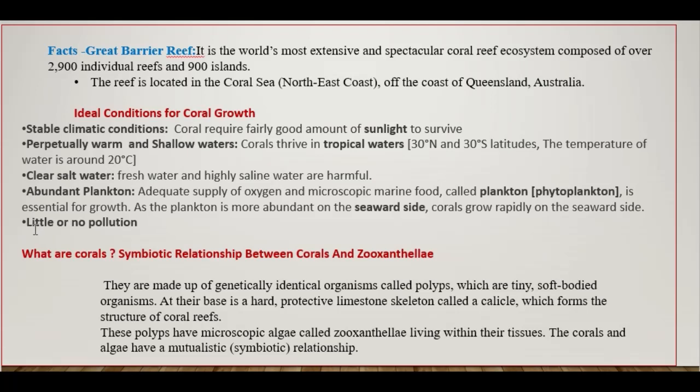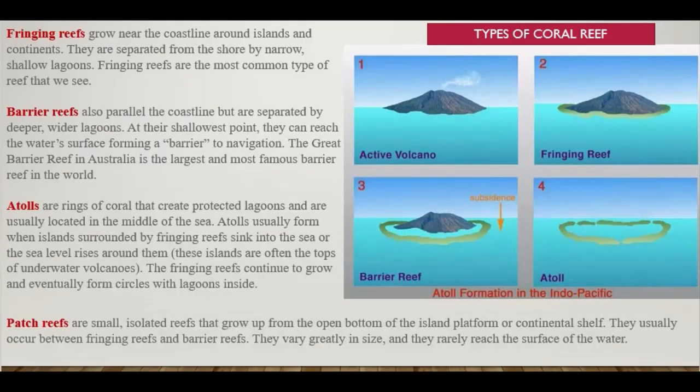Now, what are corals? As I said, they are microorganisms called polyps, and they grow in colonies. That's how the corals are formed. The corals are also called the rainforest of the sea. Now, the types of coral reef. There are 4 types. They are fringing reef, barrier reef, atolls, and patch reefs.